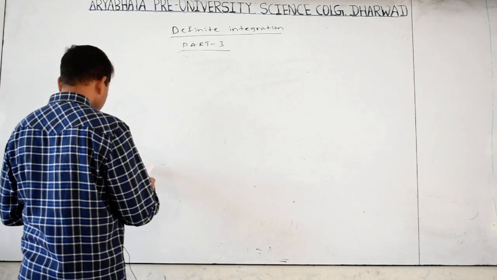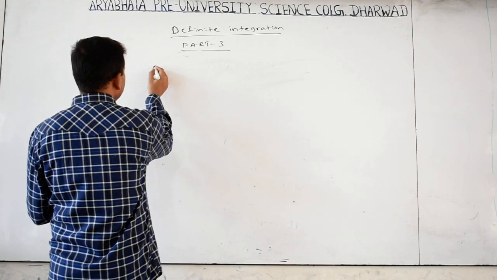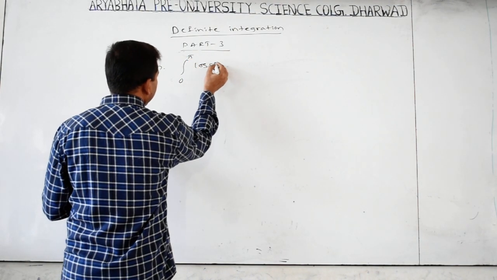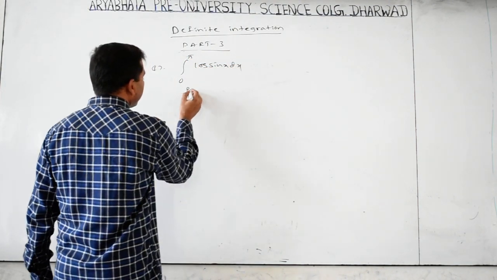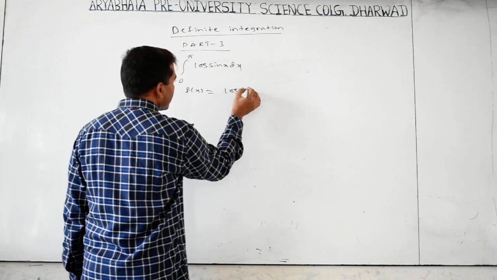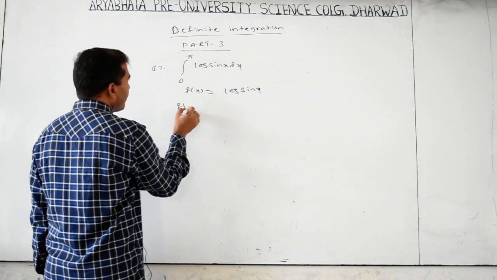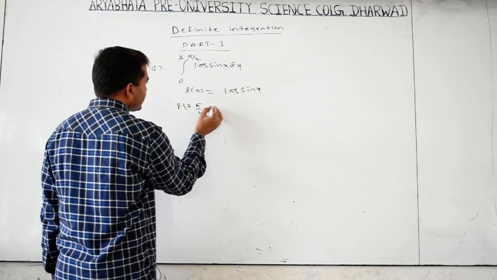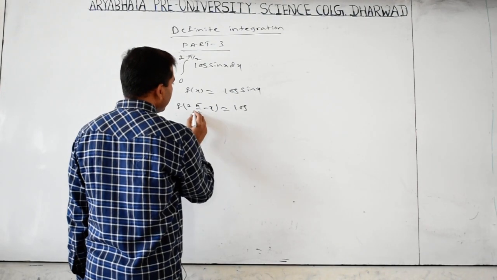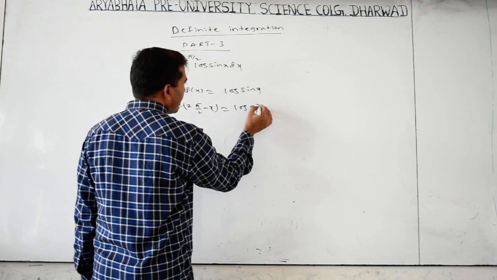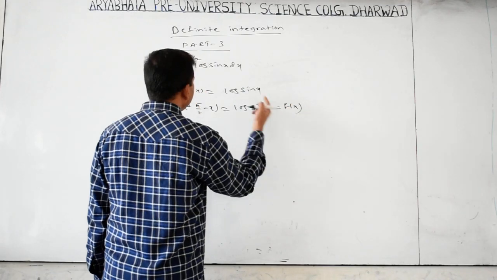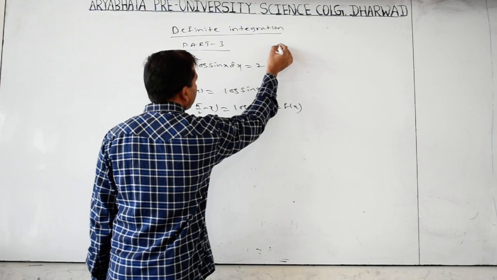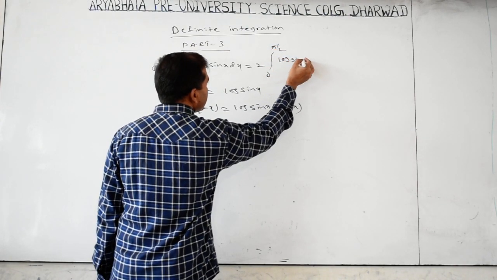Next one is question number 47, integration of 0 to pi of log of sin x dx. F of x equal to log of sin x. F of 2a, this we can write as 2 into pi by 2. 2 into pi by 2 minus x equals log of sin of 2 into pi by 2, meaning pi minus x, equals log sin x, which is equal to f of x. So the same. So this we can write as 2 into the integral from 0 to pi by 2 of log of sin x dx.